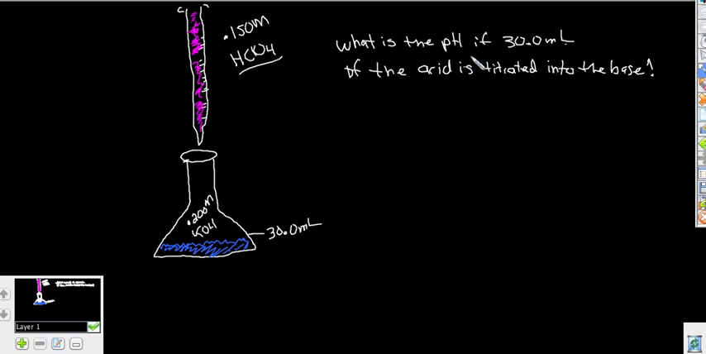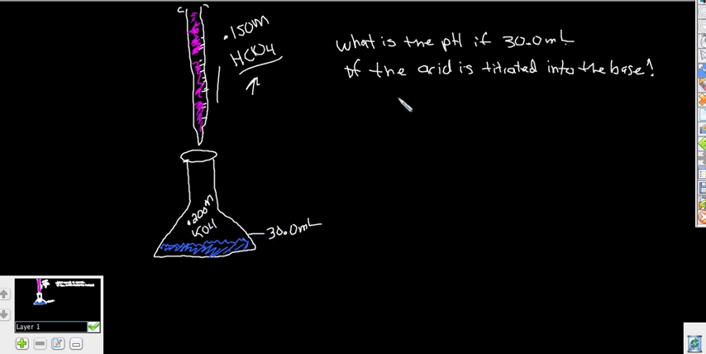And so here's the question. What is the pH if I had 30 milliliters of the acid titrated into the base? So it's equal volume, right? So I'd have 30 milliliters of this going into 30 milliliters of this. And that's fine, except for the fact that the molarities are not exactly the same. So I have 0.150 molar for the acid and 0.200 molar for the base.